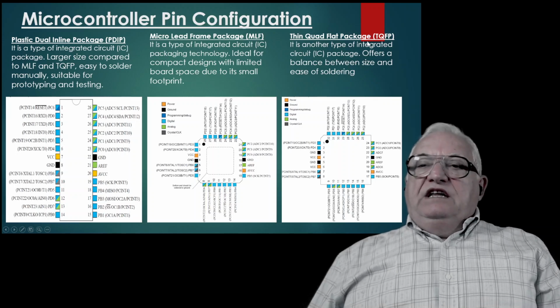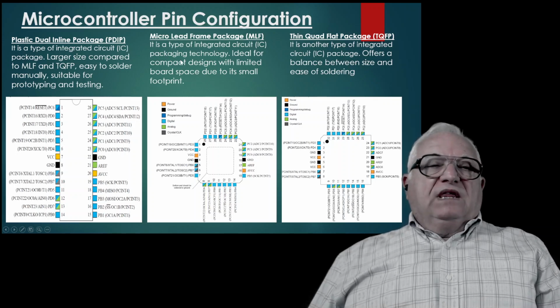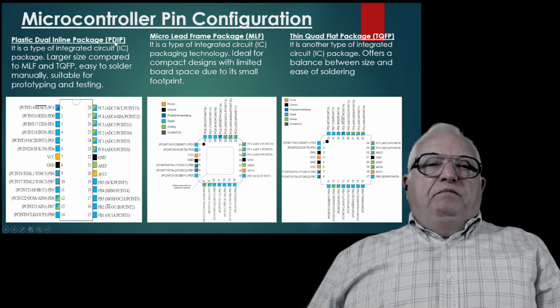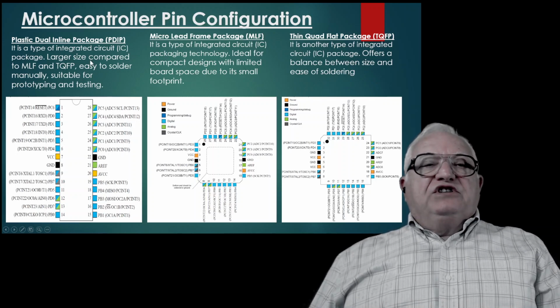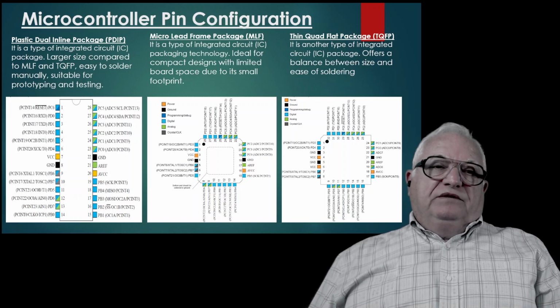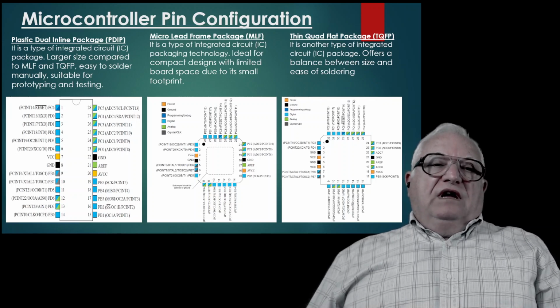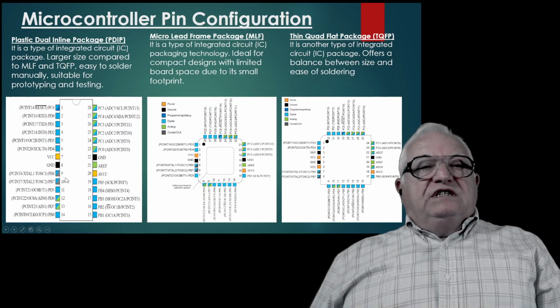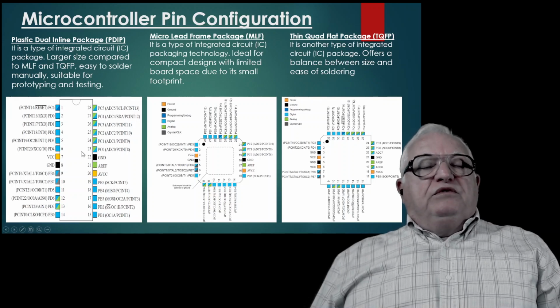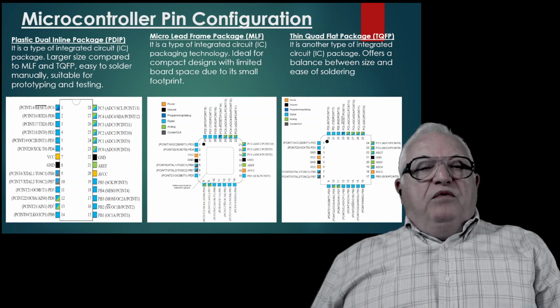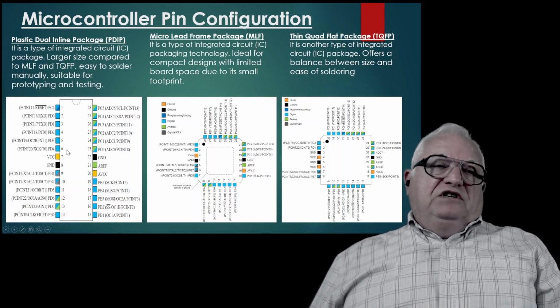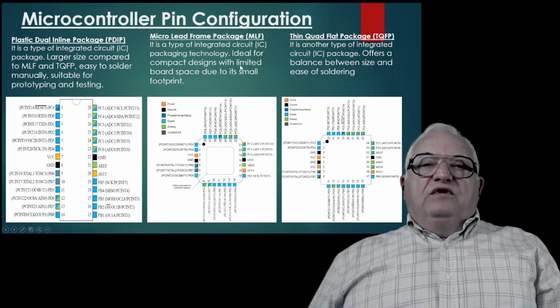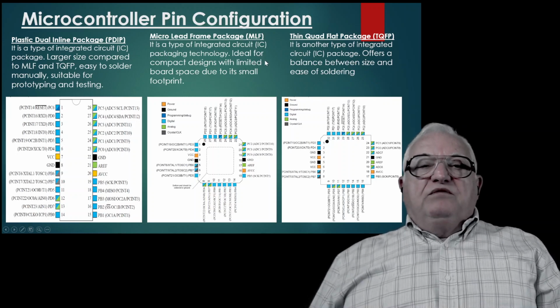That's the TQFP. Let's talk a little bit about the PDIP. That's the largest size compared to the other chips, and it's easy to solder manually. It's suitable for prototypes. So this is the kind that you and I would use. We would take it home, solder it to different boards, and generate design prototypes.